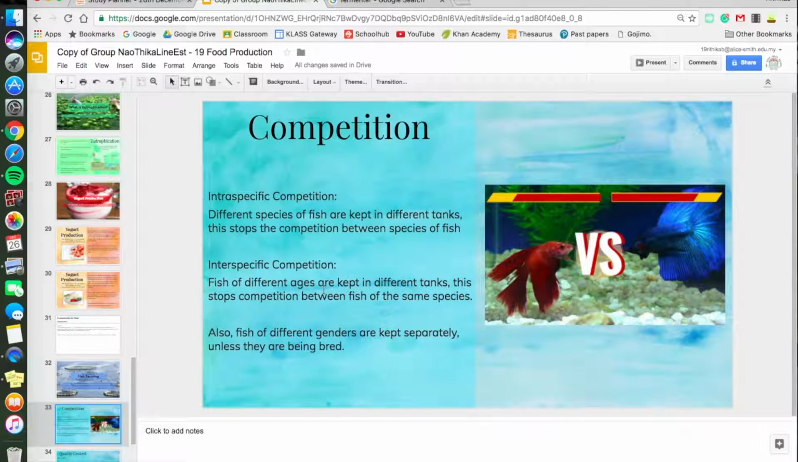To prevent this, fish are usually kept in different tanks according to their ages. So older fish might be put in a tank with older fish only within their own species, and younger fish would be kept within their species in a different tank. Also, different genders are kept separately because they don't want them to breed, because they use selective breeding, so only the best fish are chosen to breed.